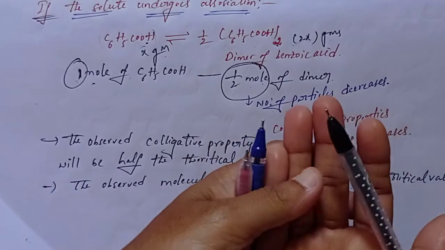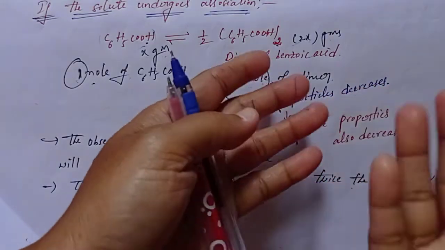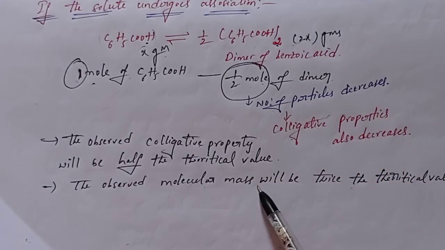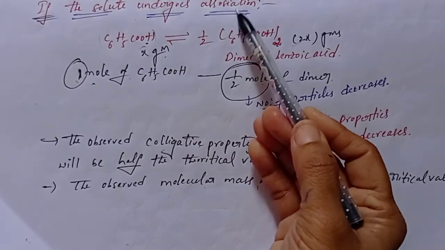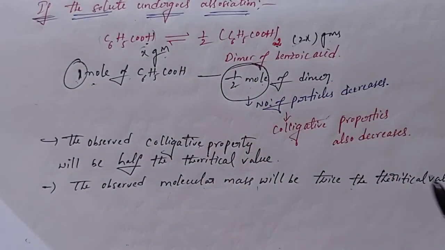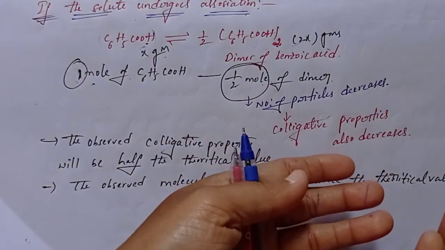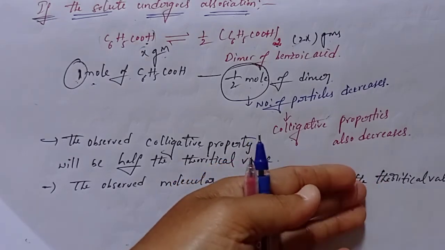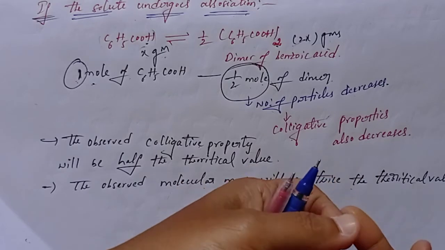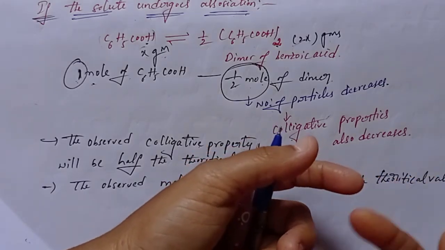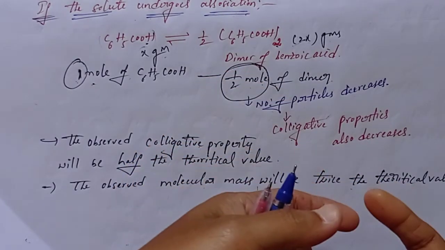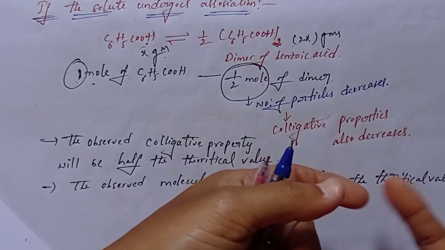So when the solute undergoes association or dissociation, what happens? There is a change in the molecular masses. If the solute undergoes association, the molecular mass of the solute increases. That means there is a change in the colligative properties and in the molecular masses. So that is what we call abnormal molecular mass. In the case of dissociation, the molecular mass decreases, it will become half. In the case of association, the observed molecular mass will be twice.